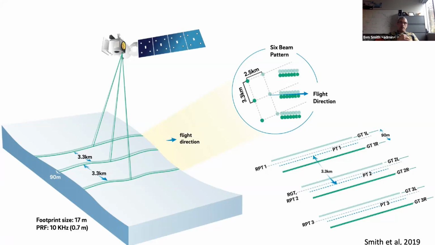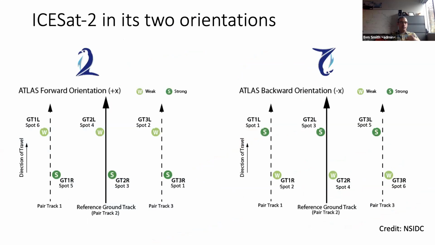Now these beams, there are a strong beam and a weak beam in each of these pairs. You're not guaranteed which one, the left or the right, is going to be strong, because sometimes the satellite reverses itself. So there's the forward orientation, where the weak beams are on the left, and there's the backward orientation, where the weak beams are on the right.